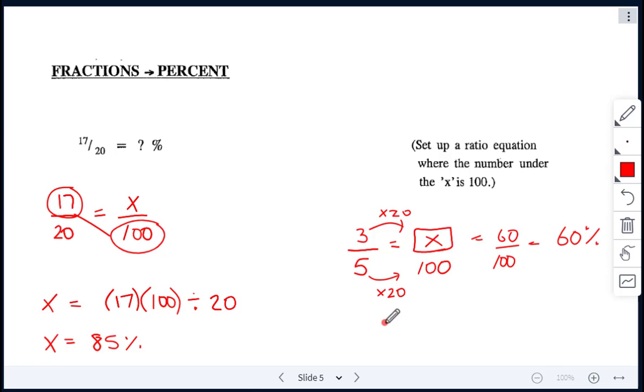All right, the other method you could have used was cross multiplication. You take the two numbers that are diagonal from each other. That's 3 times 100. And then you would divide by 5. And you get 60 as well. 60%.